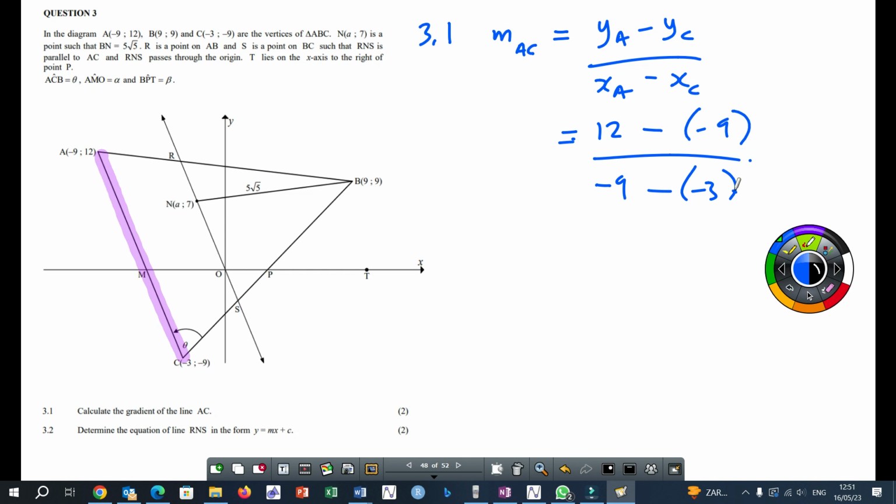Because remember, if you say X2, Y2, you have to make a decision as to whether this point is where your X2 and your Y2 are, this point is where your X1 and Y1 are, or vice versa. Okay? Okay, just do it the way you were taught last year and the previous year.